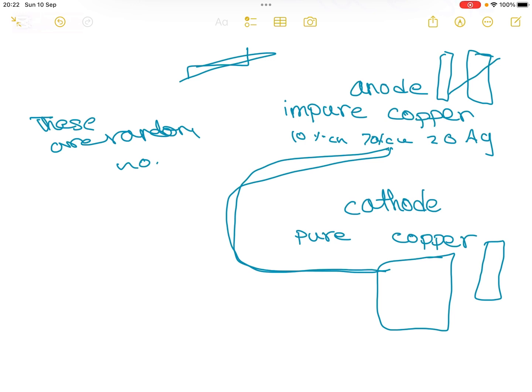Because oxidation occurs at the anode, right? So OAA, oxidation occurs for the copper, so the ions go to the cathode by going through the solution here, and basically now at the cathode it is pure copper metal, not ions. Okay.